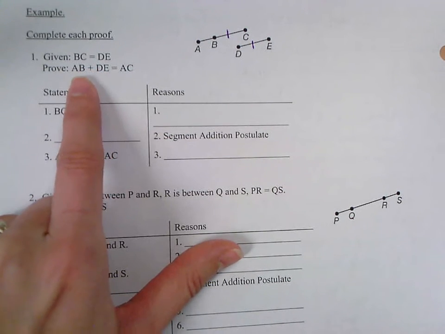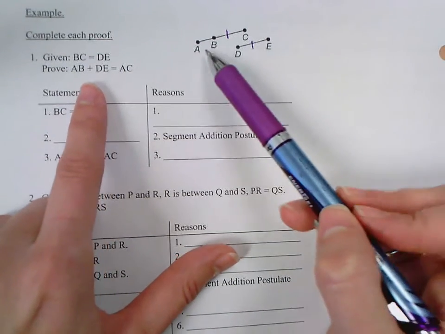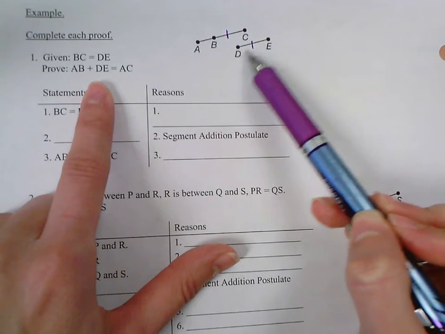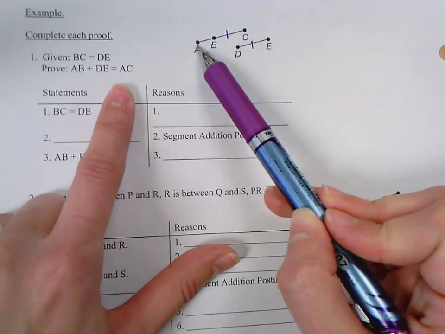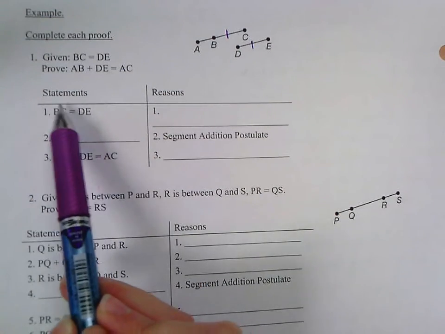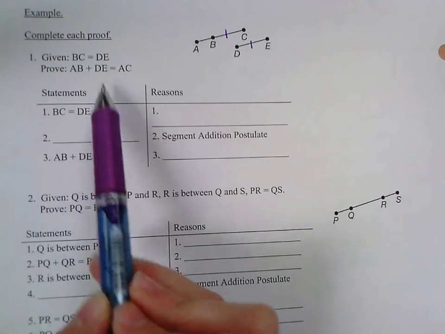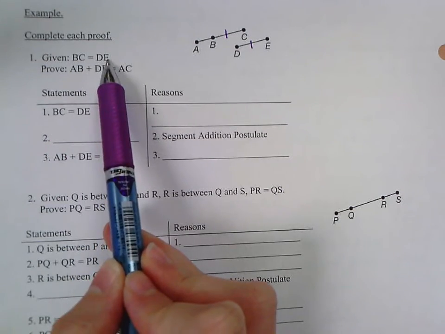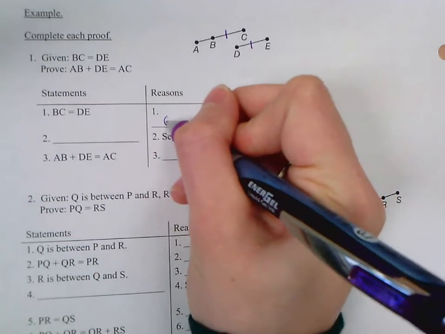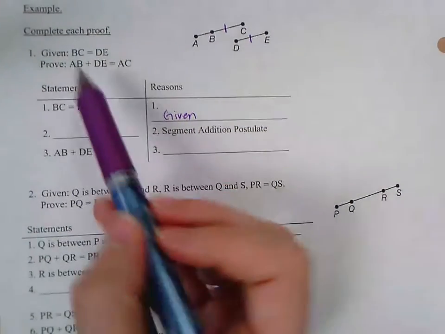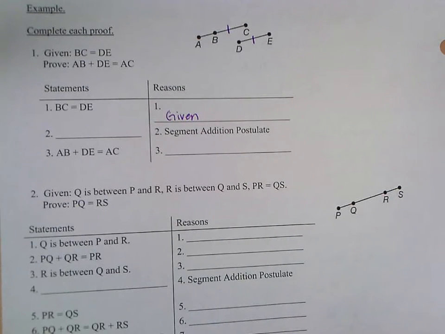Okay, and then there's what you're trying to show. If you look at the picture to reason through it, you're trying to show that AB plus this segment DE is equal to this whole segment AC. So how we get to that, we always start with, or I guess it doesn't have to be the first statement, but a lot of the time it will be, BC equals DE, that's what we were given. So that reason would be given. What you're given should always be somewhere in your proof. Normally it's at the beginning, but it doesn't have to be.